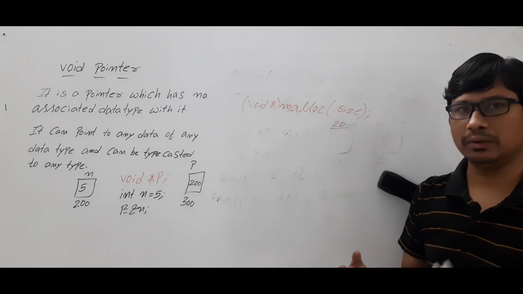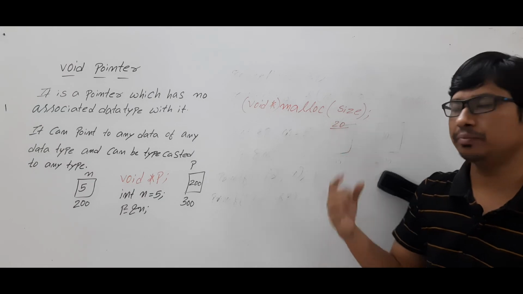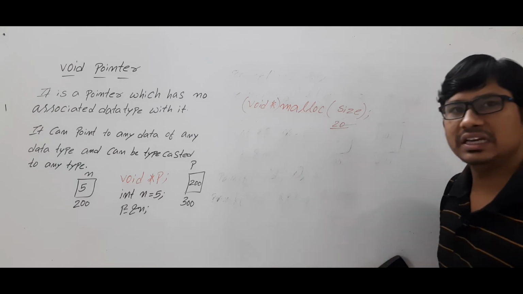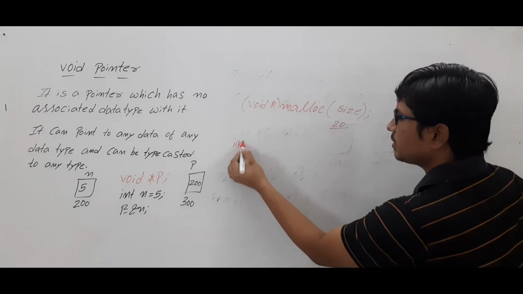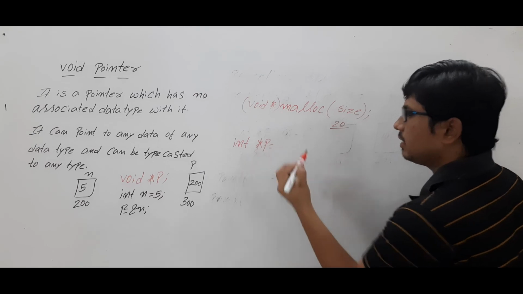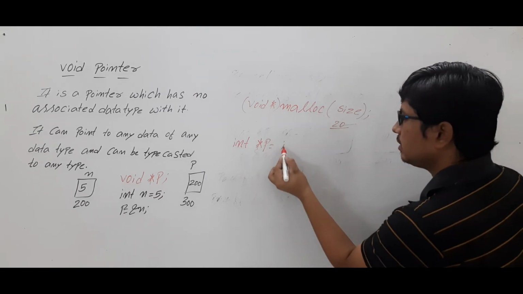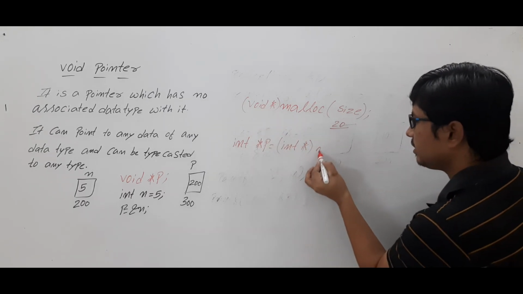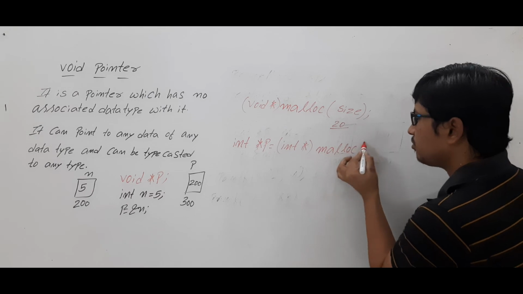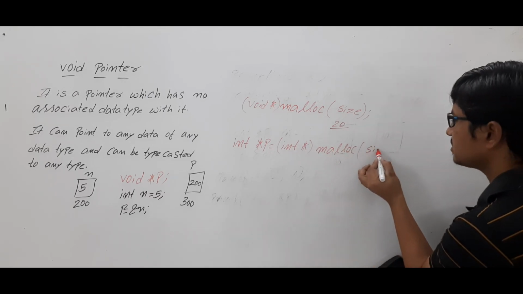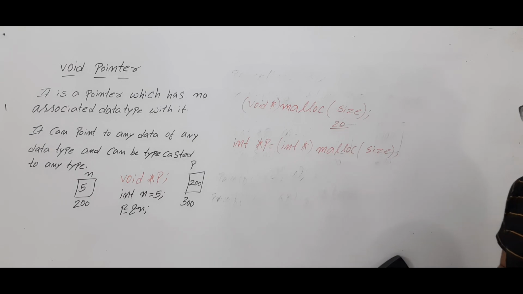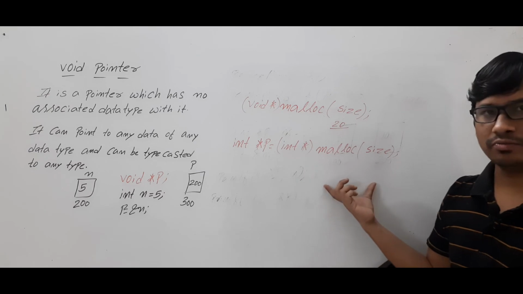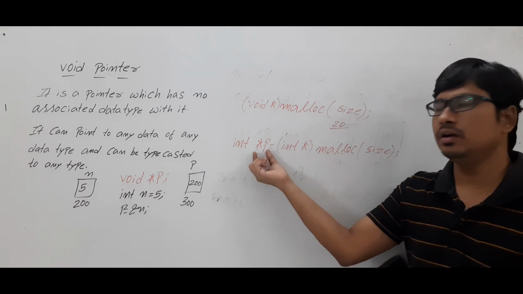If you want to do the typecasting, you are allowed to. If you want to store integer variables, then you will declare an integer pointer, do the typecasting to an integer pointer, and then use the malloc function and specify the size here. If the memory is successfully created, the starting byte of this 20 bytes of memory will be assigned to the variable p.